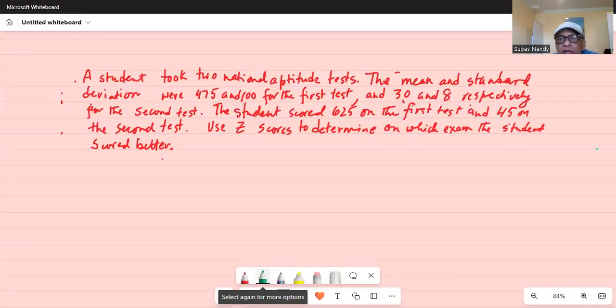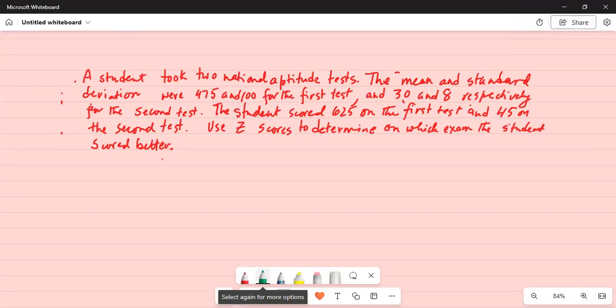So here I go. A student took two national aptitude tests. The mean and standard deviation were 475 and 100 for the first test and 30 and 8 respectively for the second test. The student scored 625 on the first test and 45 on the second test. Use Z-score to determine on which exam the student scored better.